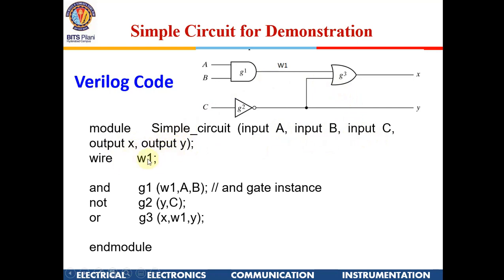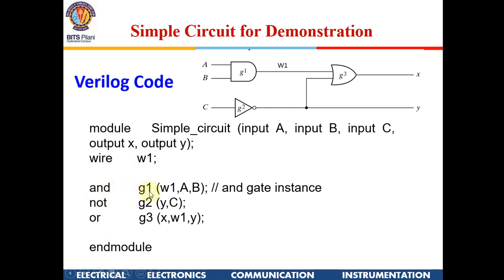And also we need to define one wire, right? This is intermediate. So this is not available outside the module to see, but internally we are going to define one wire, that is W1. Okay, so this is the simple code which we write.